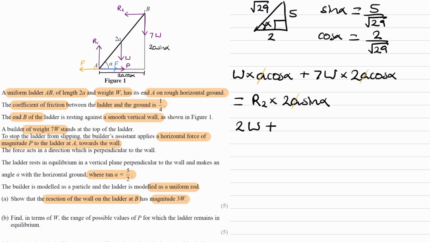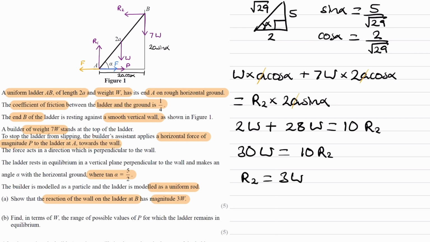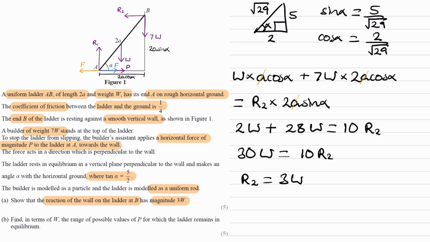And then plus 7 times 2, so 14 times cos alpha, so times this 2 over here. So 14 times 2 is 28, so plus 28W is equal to 2 sine alpha, so 2 times 5, that would be 10 R2. This is then 30W is equal to 10 R2. R2 is then equal to 3W, which is what we wanted to show. And then on to part B.